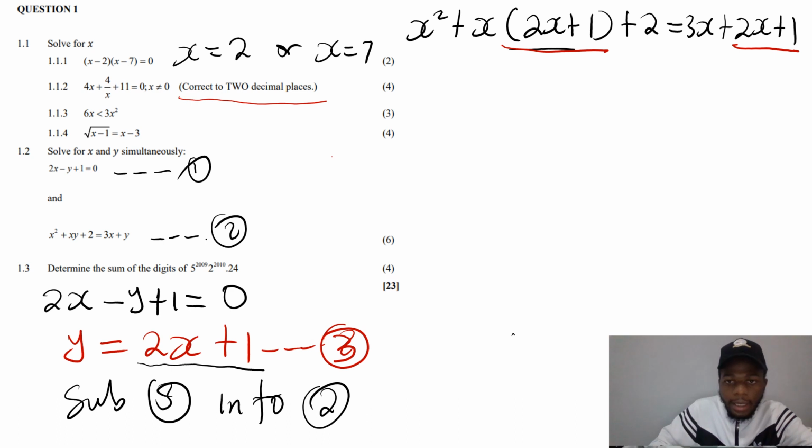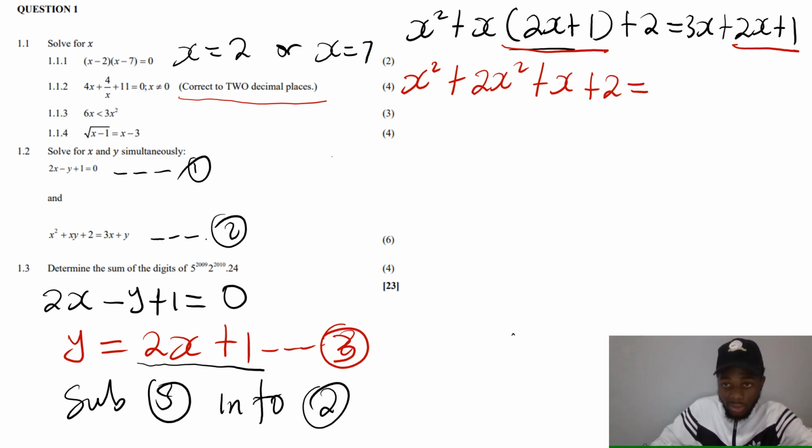We've substituted there. So let's solve this one. It's going to be x squared plus x multiplied by 2x, which is 2x squared, and then x multiplied by 1 is going to be x. Then we're having 2 there. It's equal to this one. 3x plus 2x is going to give us 5x, and then plus 1. I hope you are still following.